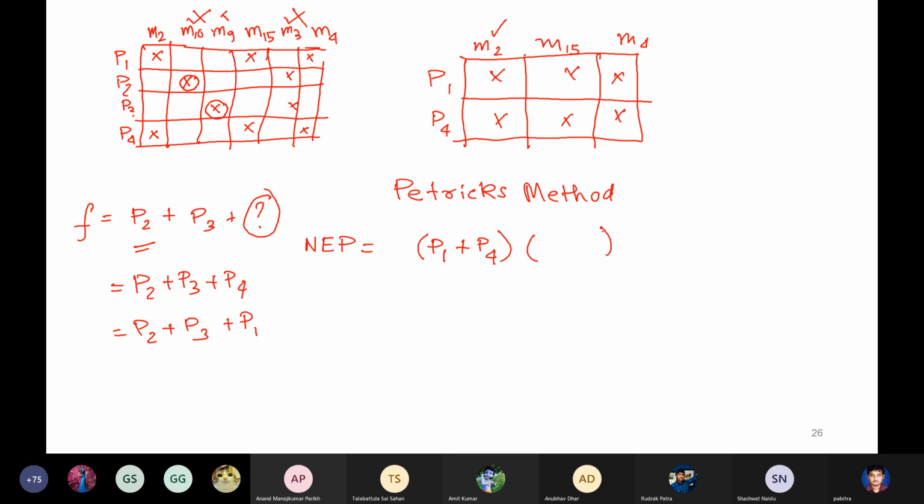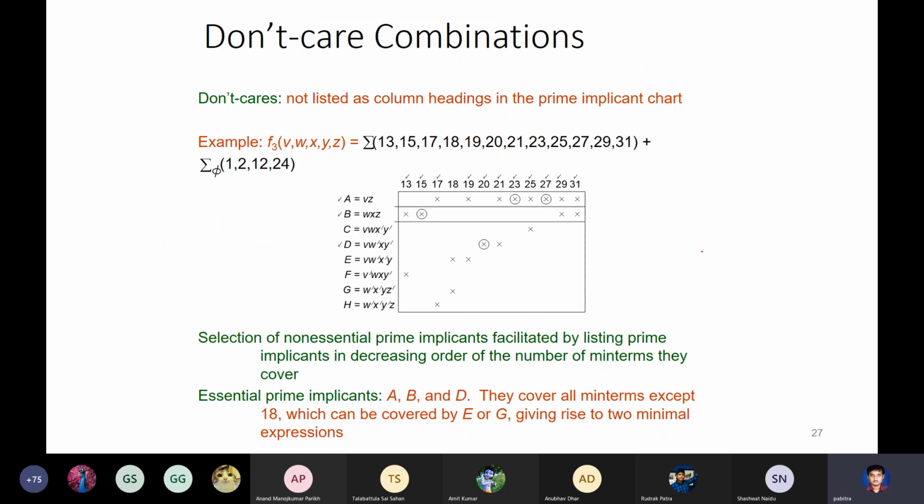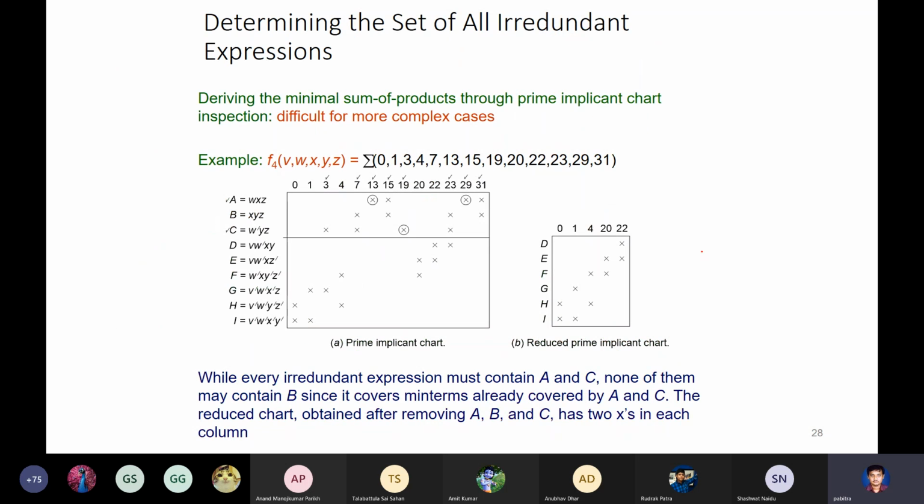M15 can similarly be covered by either P1 or P4. Similarly, M4 can be covered by either P1 or P4. So this is a very trivial example. In general, there can be more complex examples. Let's take this example.